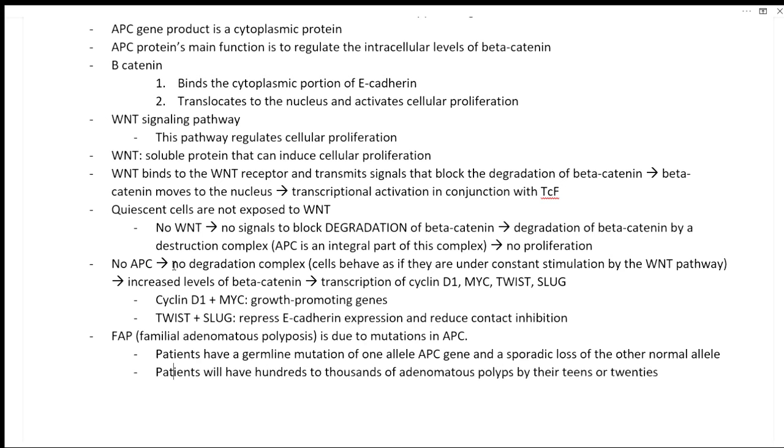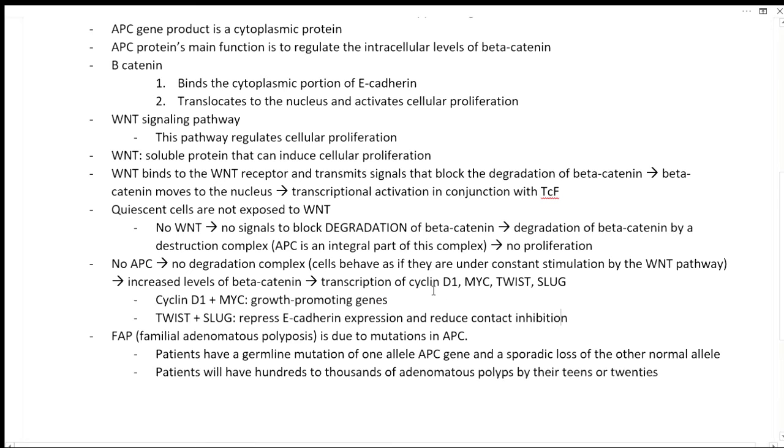We get increased levels of beta-catenin, and we get transcription of cyclin D1, MYC, twist, and slug. Cyclin D1 and MYC are growth promoting genes. Twist and slug repress E-cadherin expression and reduce contact inhibition. As we can tell, these two things will lead to cellular proliferation and lack of contact inhibition, so haphazard growth.